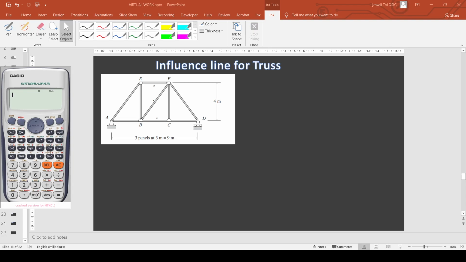Today I'm going to teach you about influence line for trusses. Okay, we're going to discuss this today. So let's start.